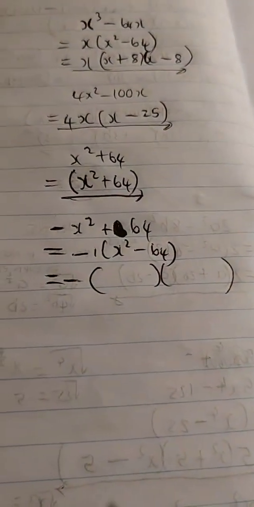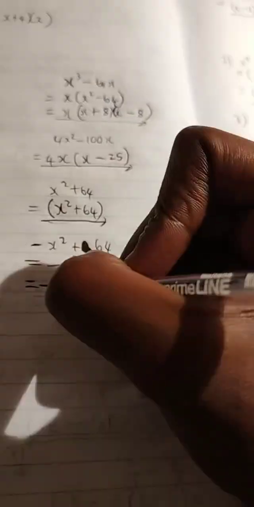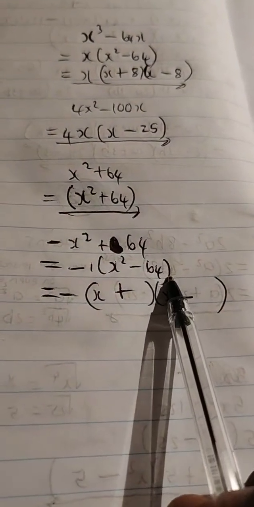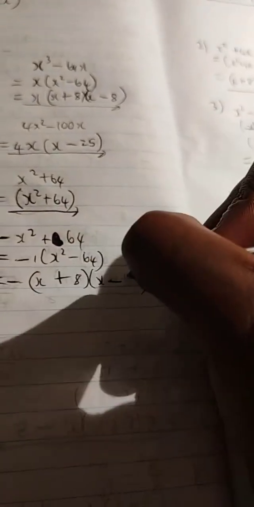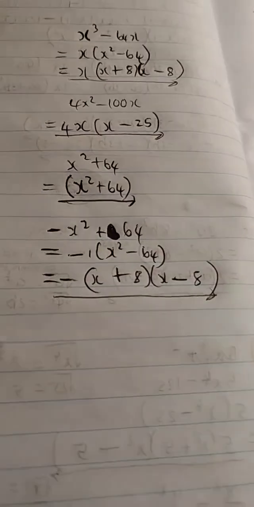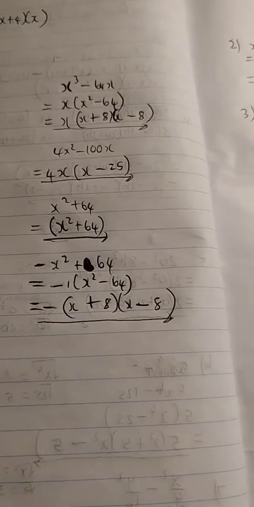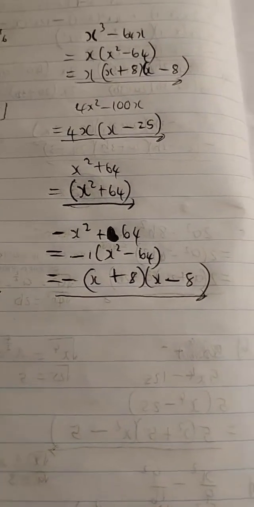What you see inside the bracket is a difference of 2 squares. So what do we do? Open 2 brackets. What are the signs inside? Positive and negative. What is the square root of x squared? X and x. What is the square root of 64? 8 and 8. Do we factorize any further in each bracket? No, we are done. Difference of two squares factorization inside the bracket.